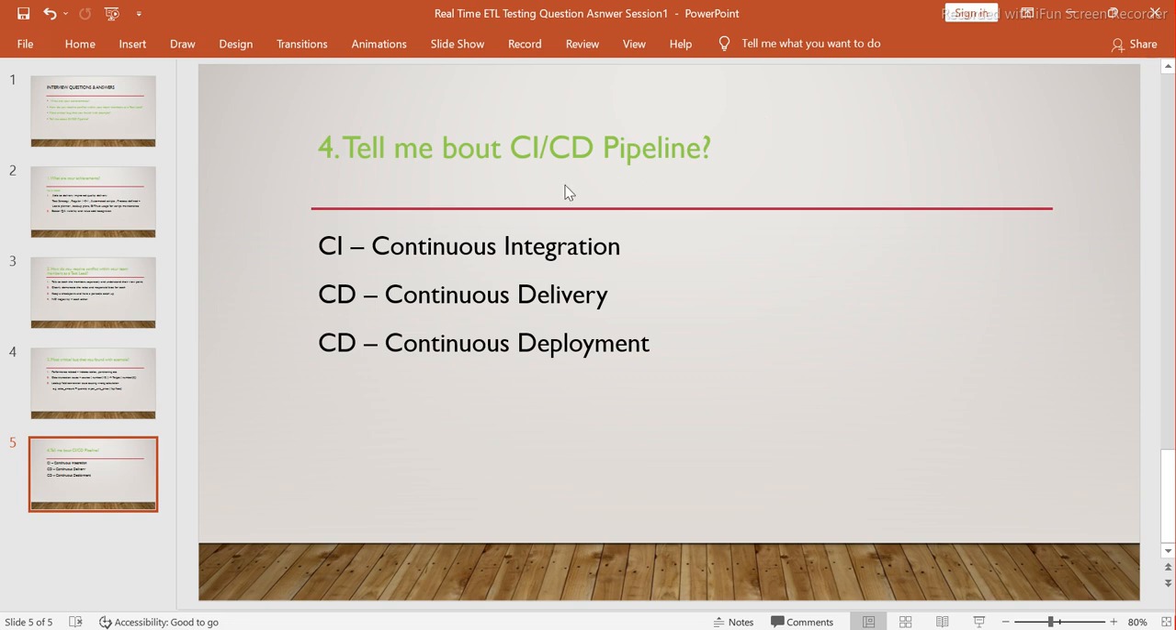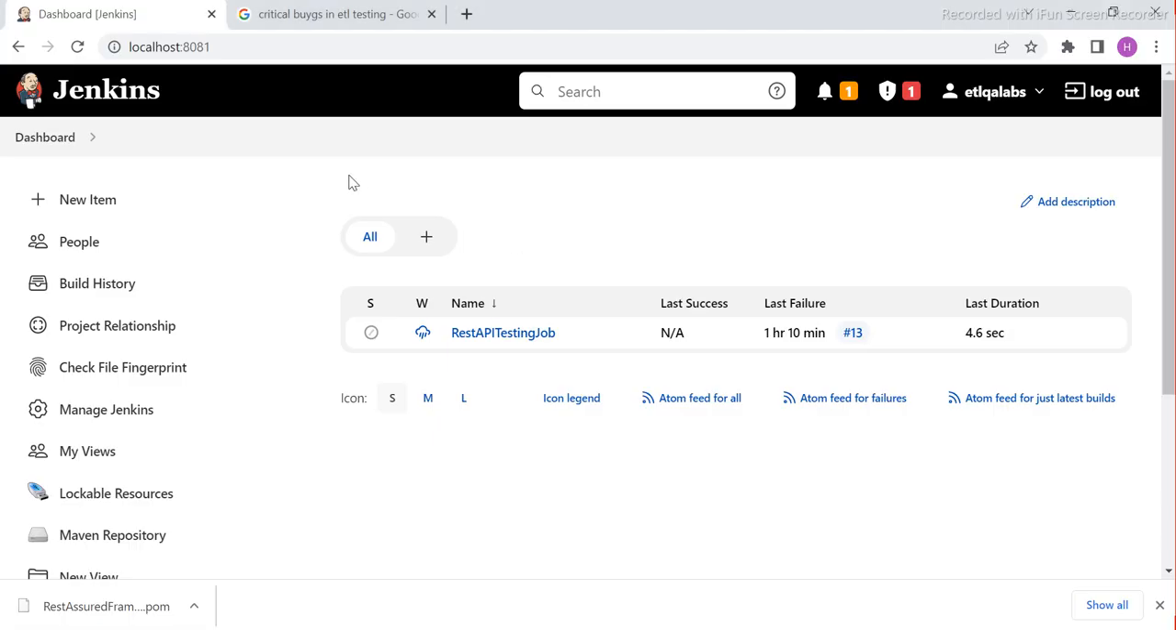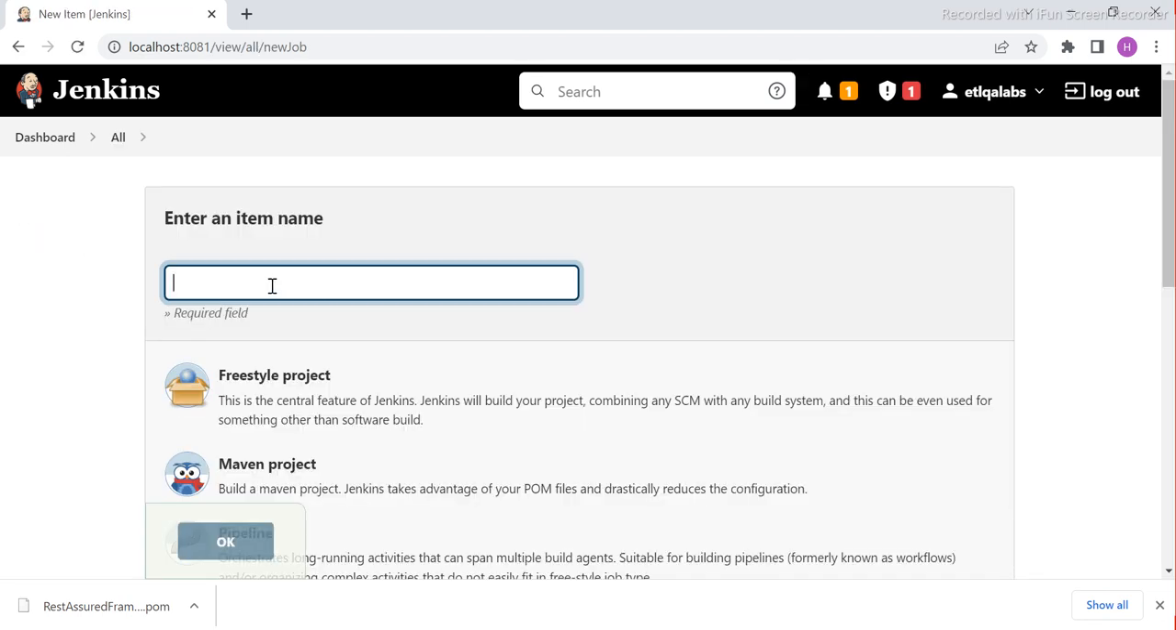So let me go to CI/CD. Guys, I have installed Jenkins to show this demo. All right. Now, let me create some Jenkins jobs, guys. Then I will show you what CI/CD is. Okay, I'll create one.